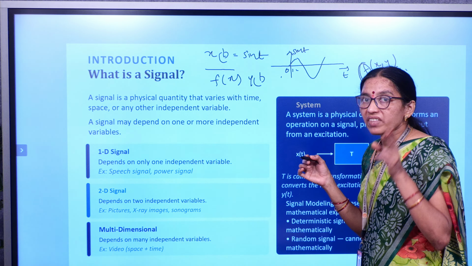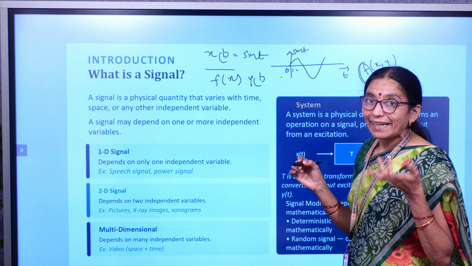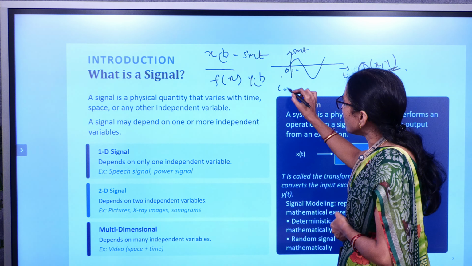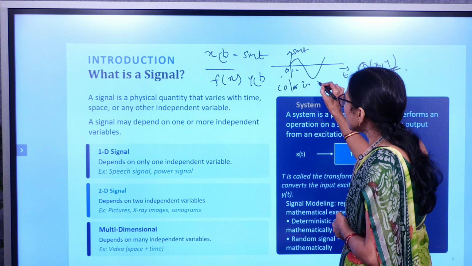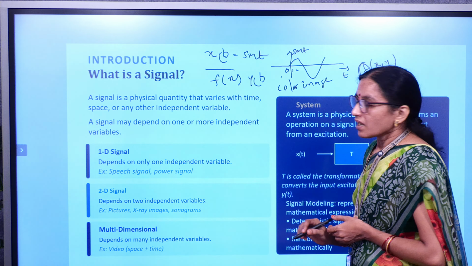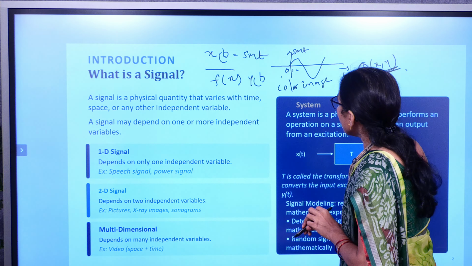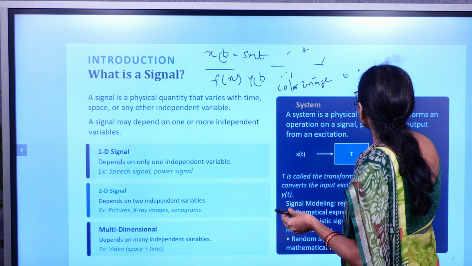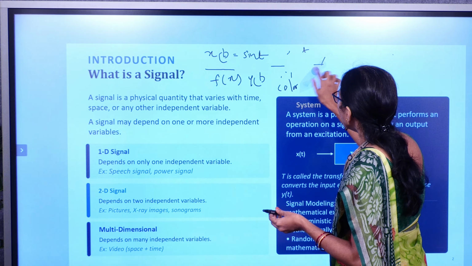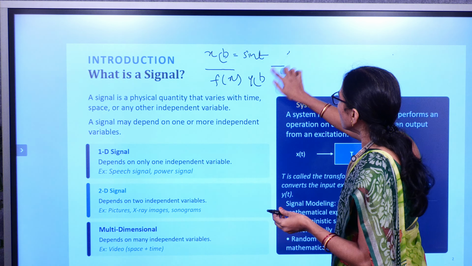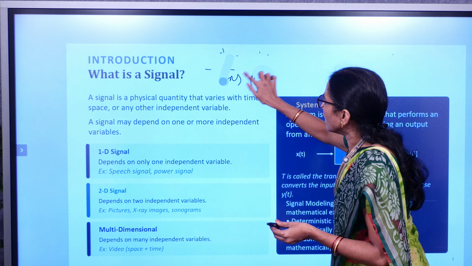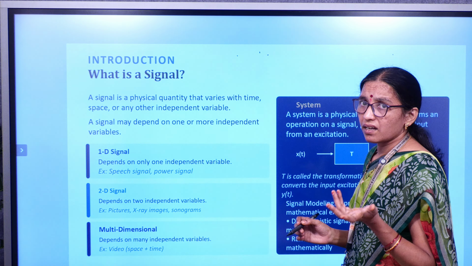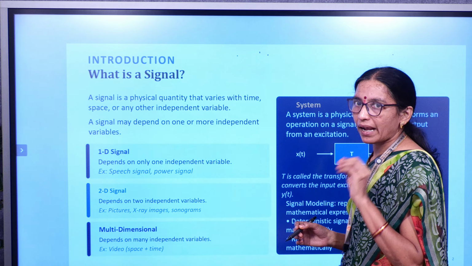If the signal depends on three independent variables, then that is called a three-dimensional signal. The best example of a 3D signal is a color image. A color image consists of three parts. What are they? Green, red and blue. Those three are called color frames. If we combine those three colors, we get white color. If we subtract those three colors, we get black color.